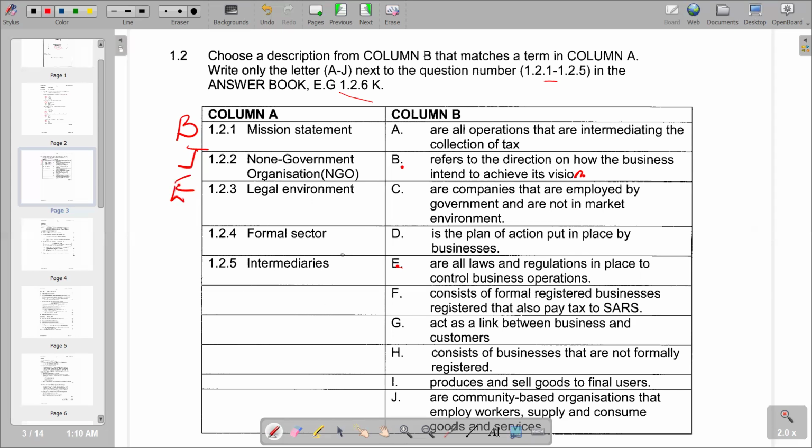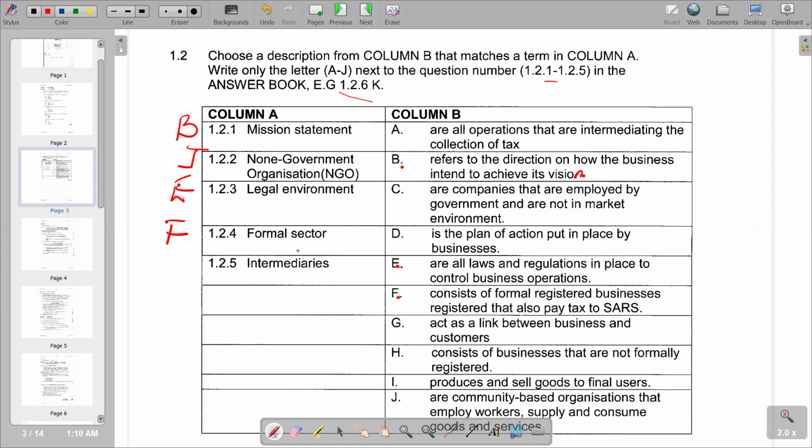Then 1.2.4, formal sector. We know that the formal sector consists of businesses that are registered. These businesses are liable to pay tax to SARS. According to the responses that we have there, F says firms that pay tax to SARS.